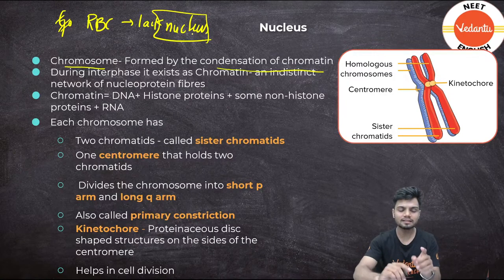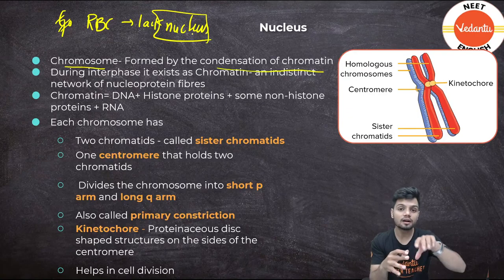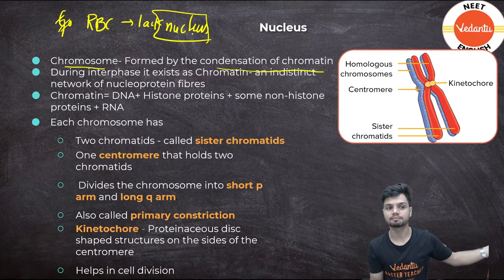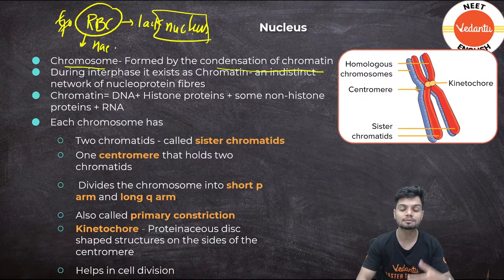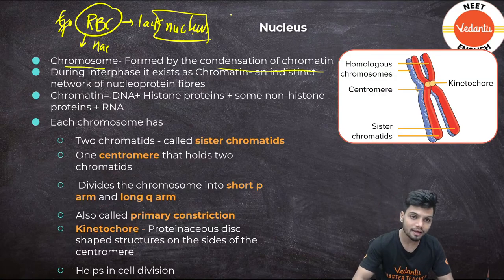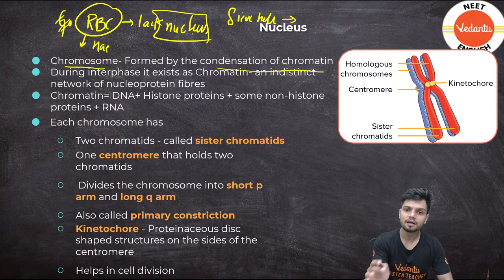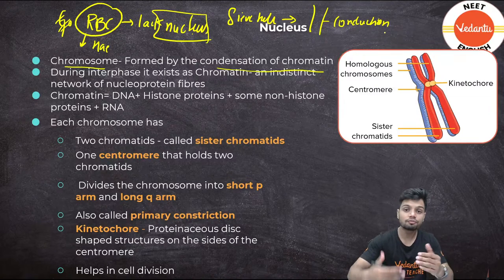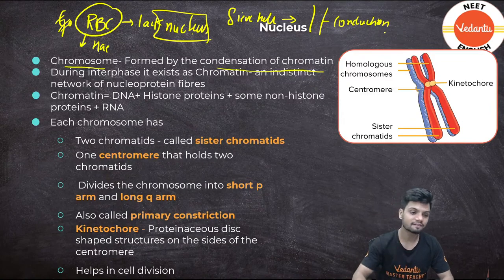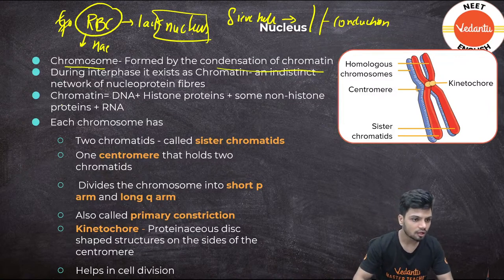Because whenever there is a lack of nucleus, the cell will perform other functions. For example, RBC will function in the transportation of oxygen with the help of hemoglobin. Even in the case of sieve tubes, the nucleus is absent. Their main function is conduction. So whenever the nucleus is absent, the function becomes completely varied. Clear?